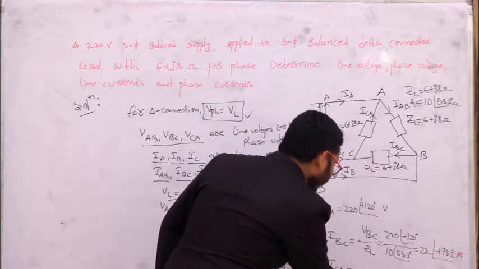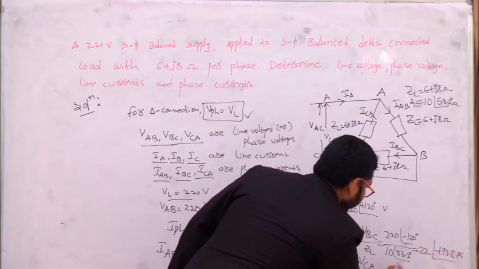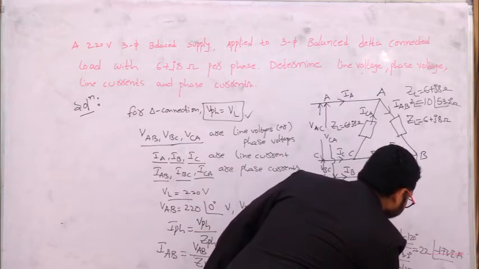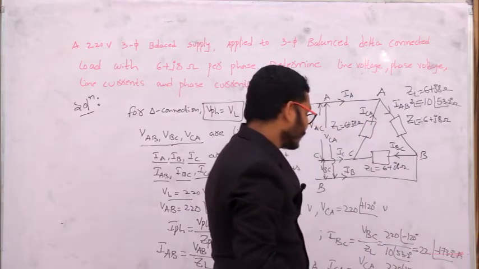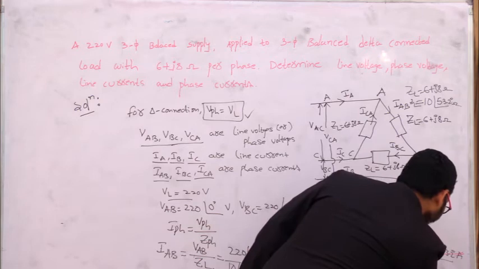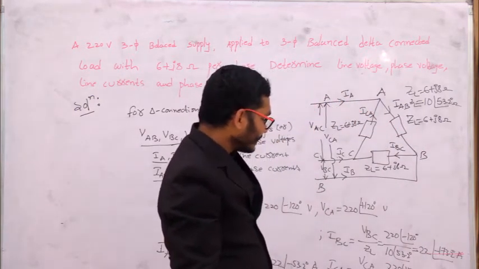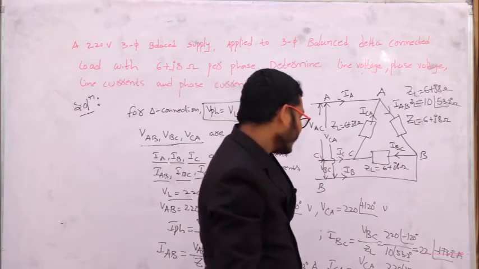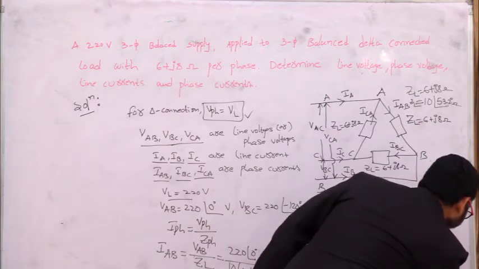Similarly for ICA, you can find out VCA by ZL. It is equal to 220 at an angle plus 120 degrees by 10 at an angle 53.2 degrees. It means how much you will get? So 22, and the angle is 120 minus 53.2, so you will get 66.8.